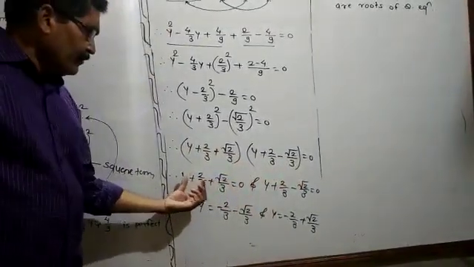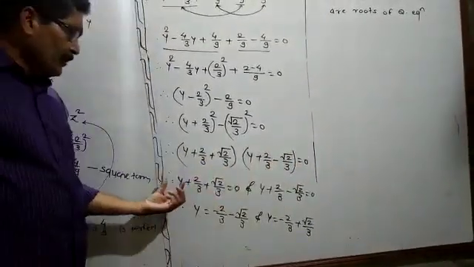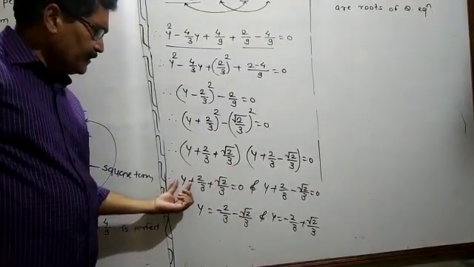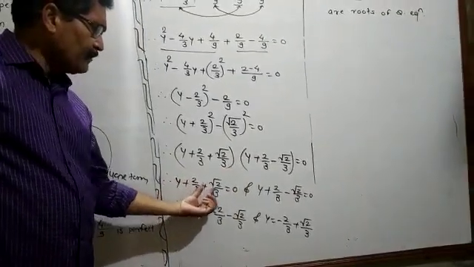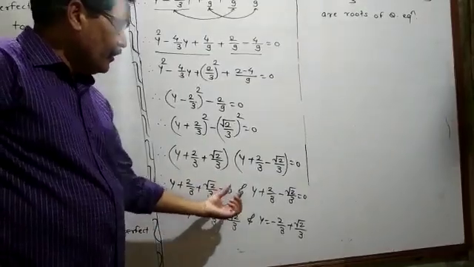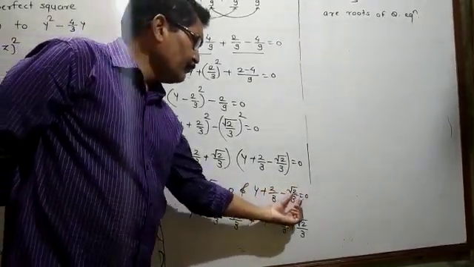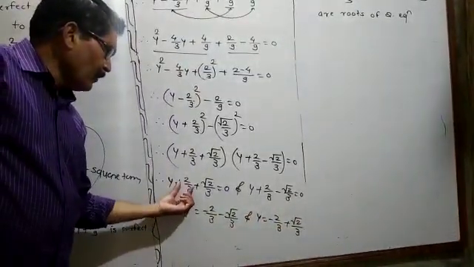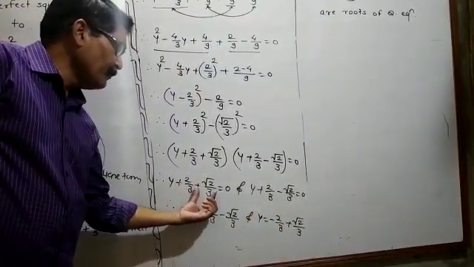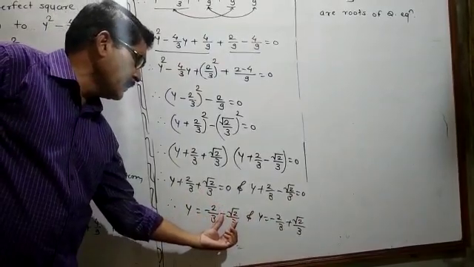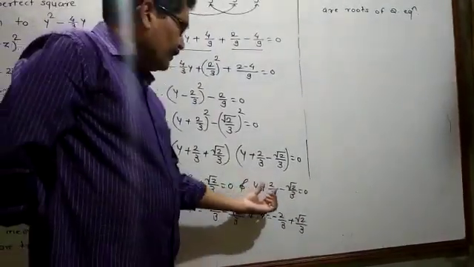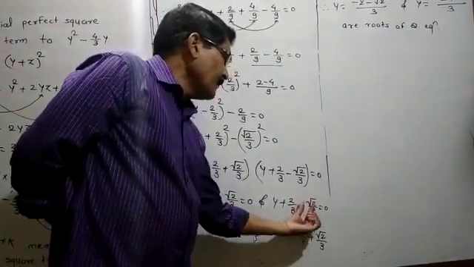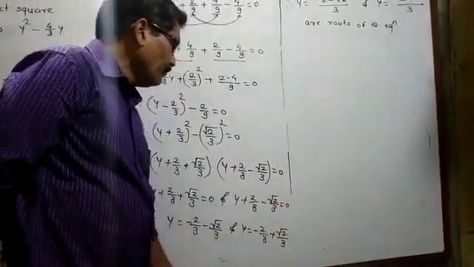Then you have to equate these brackets with 0. If I equate these brackets with 0, this equation will come like this: y plus 2 upon 3 plus square root of 2 upon 3 is equal to 0, and y plus 2 upon 3 minus square root of 2 upon 3 is equal to 0. You have to find the value of the variable. This plus 2 upon 3, when it goes to that side, becomes minus 2 upon 3, and plus square root of 2 upon 3 becomes minus square root of 2 upon 3. Likewise, minus square root of 2 upon 3 becomes plus square root of 2 upon 3.